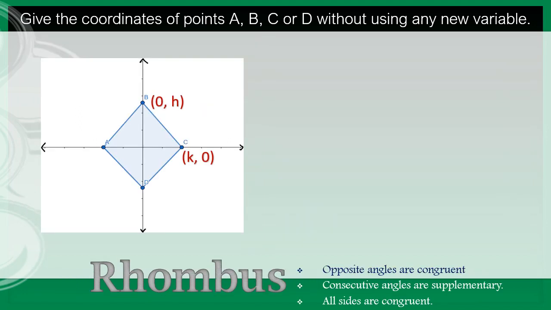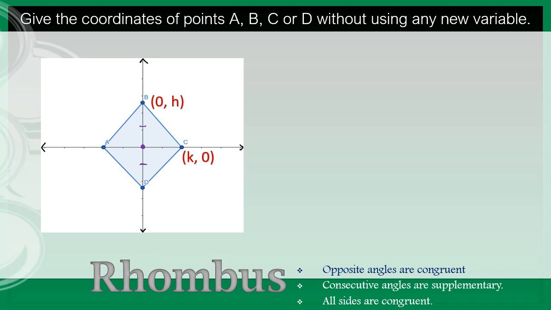Next is, how about if we're going to talk about rhombus? So same direction, let's find out the coordinates of the remaining points without using any new variable. Now we do have the clue already here in this figure. I'm going to use the property of rhombus with regards to diagonals. If we apply the concept on diagonals of rhombus, we can say that this segment is equal to this segment. So the distance of point B and point T from the origin would be equal or the same.